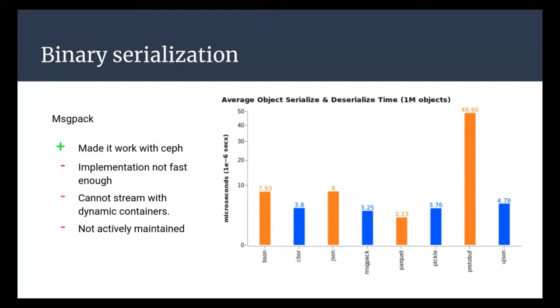At the end, we made it work with Ceph, but it didn't go fast enough. So we think that the problem was probably because when you stream data with MessagePack, there wasn't support for dynamic containers. So we had to make a quick fix for that, and at the end it didn't work as fast. Also, it isn't actively maintained, so that's a problem.